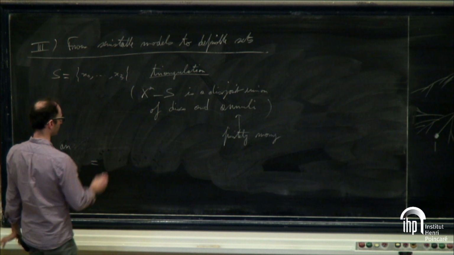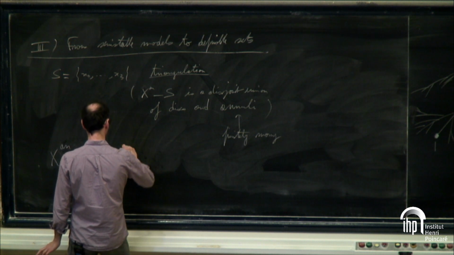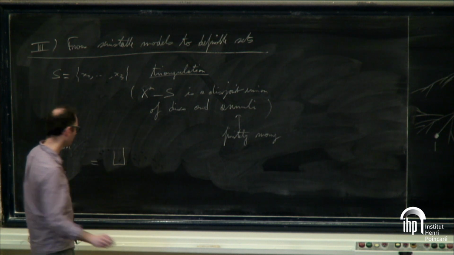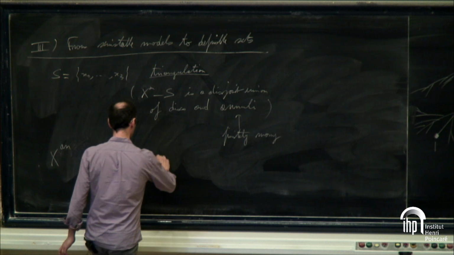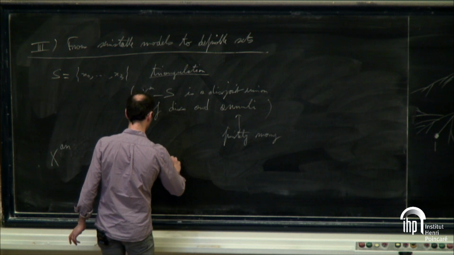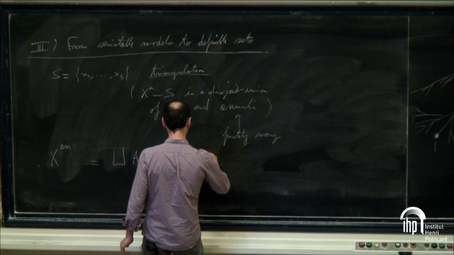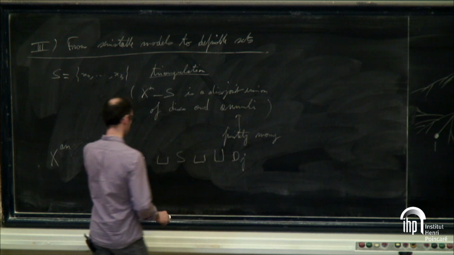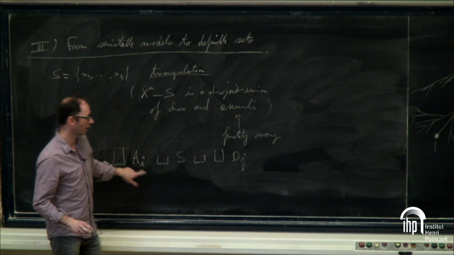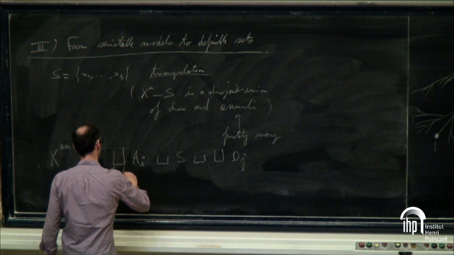This curve, you can write it as a disjoint union of finitely many annuli, say the Ai, and the set, the triangulation S, and we also have a disjoint union of disks, Dj. I hope this is clear that these are annuli and these are disks. And so this union is finite.